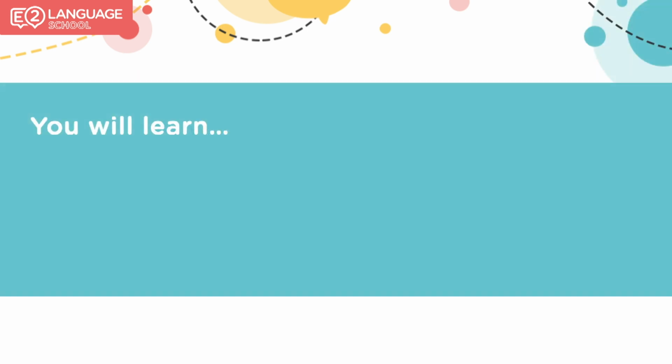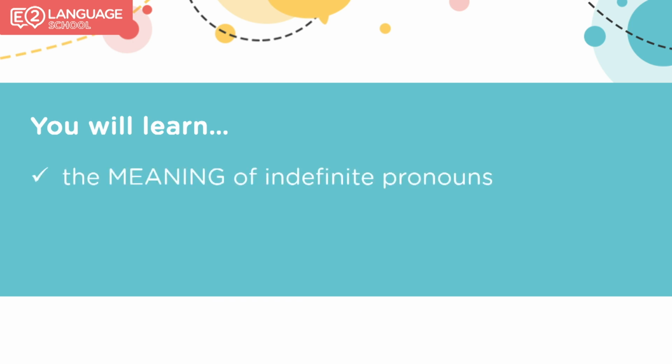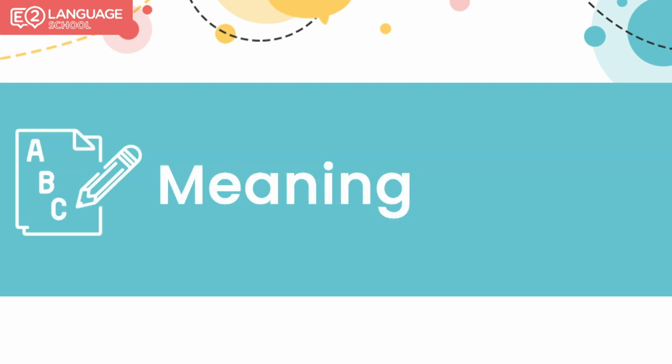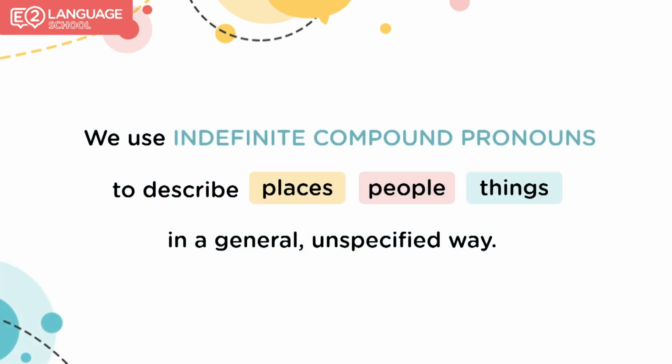Okay, in today's lesson, you're going to learn the meaning of indefinite pronouns, how to use them in a sentence, and the form of indefinite pronouns. So, starting with the meaning. Why do we use indefinite pronouns? Well, we use these pronouns to describe places, people, and things in a general, unspecified or non-specific way.